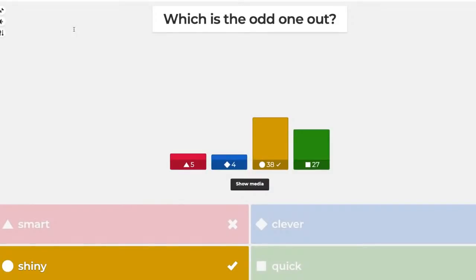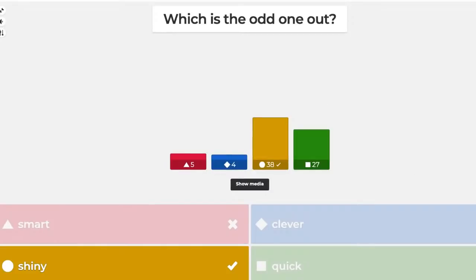Wow, well done. Almost everybody got the shiny is the odd one out, okay? Because the other words, smart, clever, and quick, can all mean intelligent. They all have different meanings as well, but they can mean intelligent. Shiny does not mean intelligent. It just means shiny. Well done, guys.